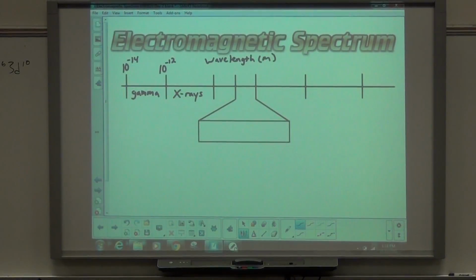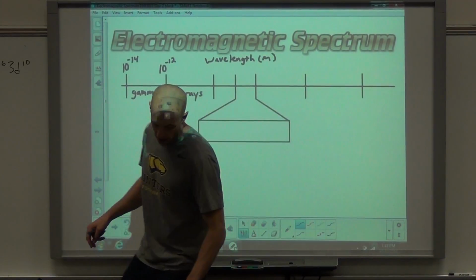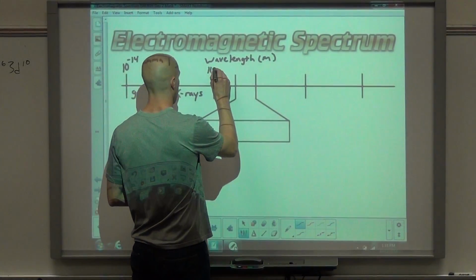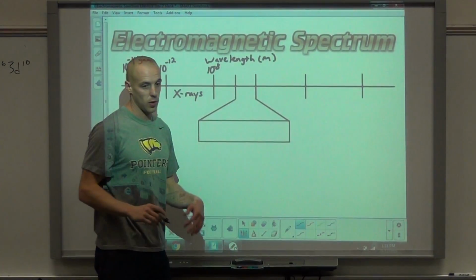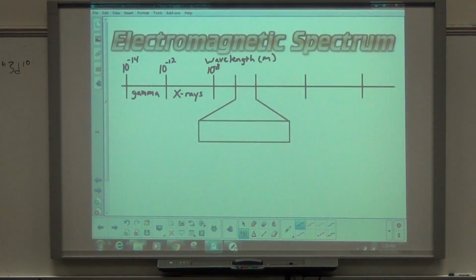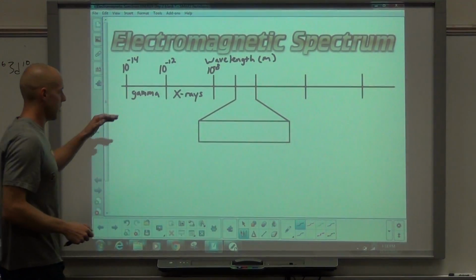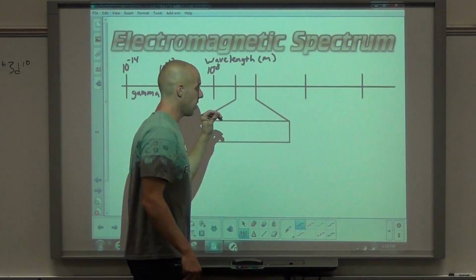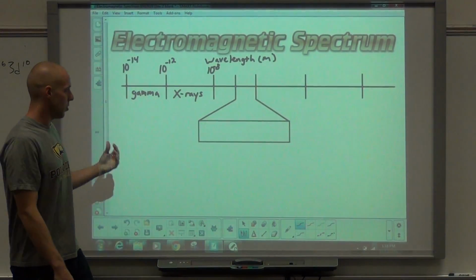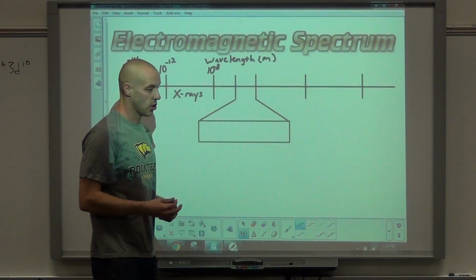All right, and this is X-rays. You guys know what they are. Any time you go to the doctor, if you break something and you get an X-ray taken, or if you're at the dentist and you get a picture taken of your teeth, this is what they're using. They're literally shooting X-rays, a really, really small wavelength radiation, and it's able to penetrate your skin and take a picture of your bones.